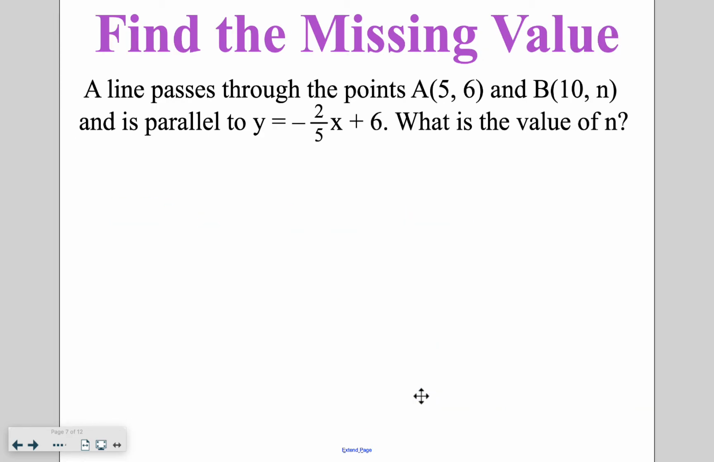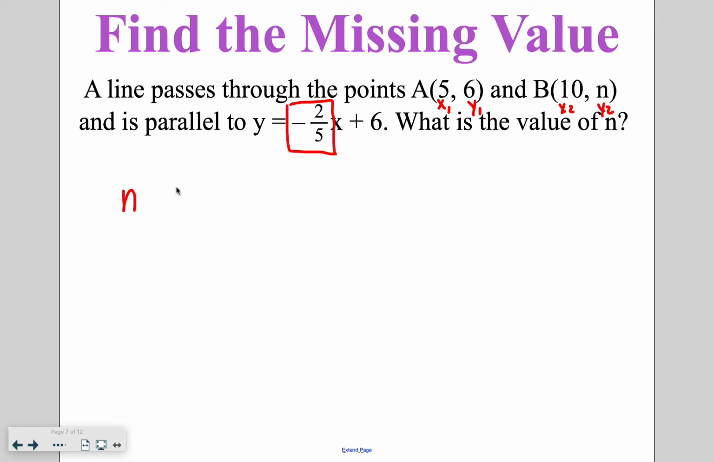The next piece is going to be to find the missing value. We want a line that passes through the point (5, 6) and (10, n), and is parallel to negative 2/5 x plus 6. What is the value of n? Once again, recall that parallel means that our slope is the same. So now I need to set these 2 points up into the slope formula so I can determine when the slope is the same. So I'm going to take, and I've got n, first I should label x1, y1, x2, y2.